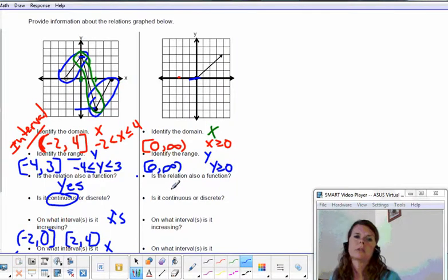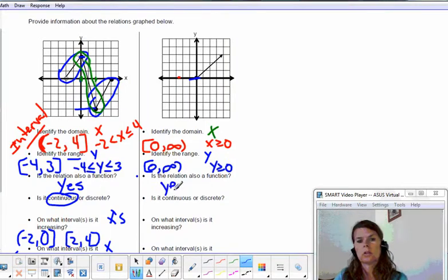Is a relation a function? Can you find a vertical line? Can you draw a vertical segment anywhere? No, so yes, it's a function. Our x's don't repeat. Is it continuous? It's a line or smooth curve, so it's continuous.